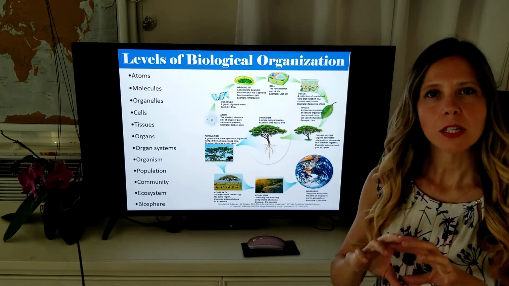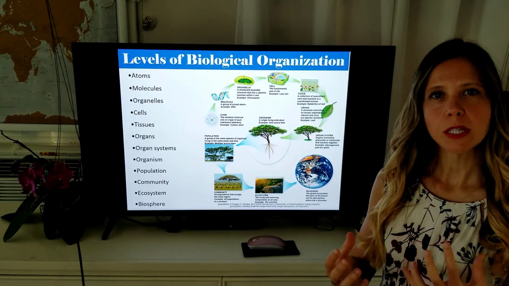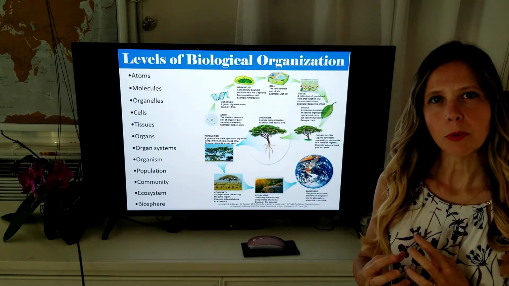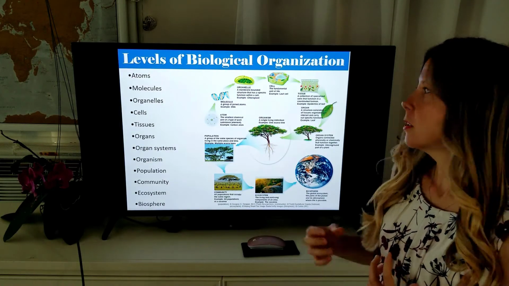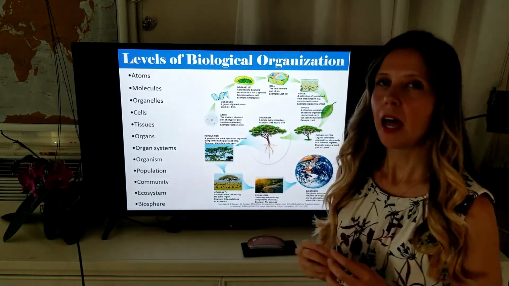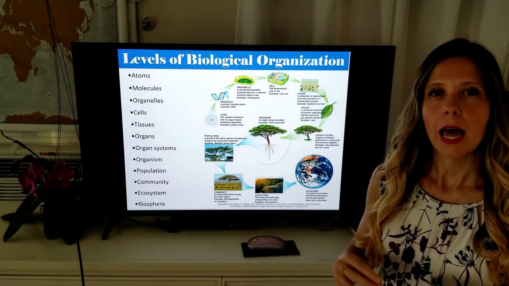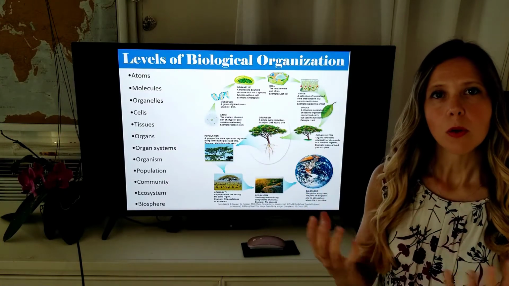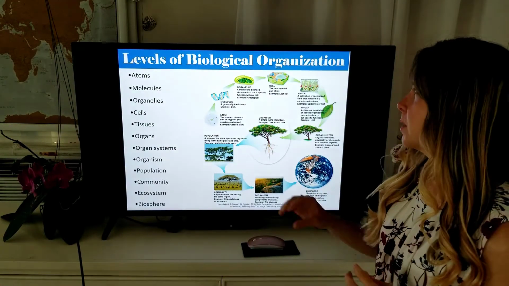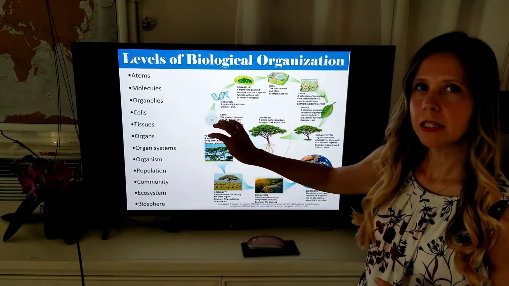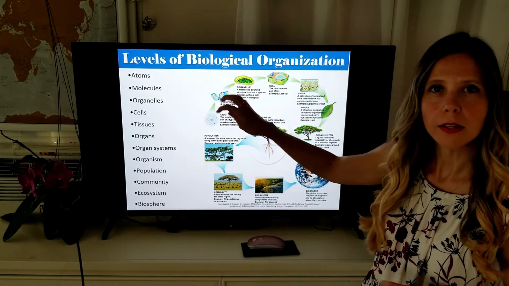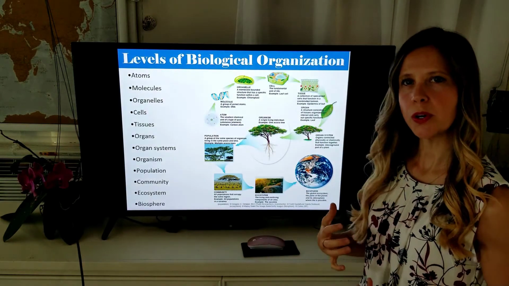So remember that we're going to start off at the level of atoms, and then we have atoms that combine with one another to form molecules. Molecules are then going to interact with each other and form organelles. And then once we have organelles, we can have cells being formed. So if we have a look at this diagram over here, we have an atom. Atoms join together to form molecules such as DNA, such as proteins.